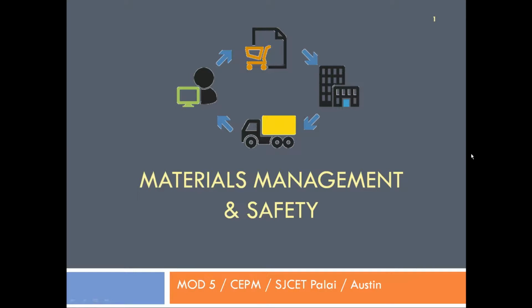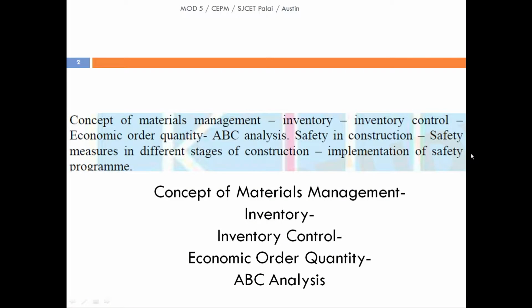Hello everyone. In this lecture, we are going to deal with the fifth module of Civil Engineering and Project Management. This module is based on mainly two things. First one is materials management and the second one is safety. Material management mainly deals with the inventory control measures that can be applied in this aspect of management on materials. And the second part, safety: as civil engineering students, we have to deal with what safety measures have to be taken into consideration in a construction site or a civil engineering project site.